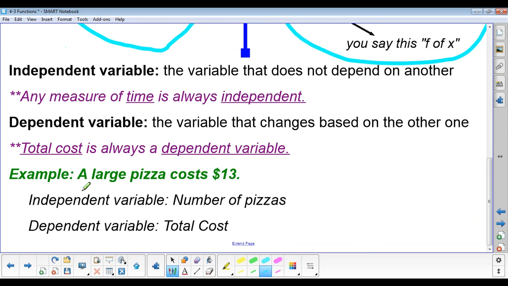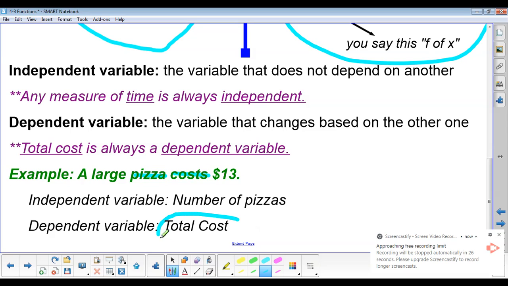Another little note here is that total cost is always going to be a dependent variable. In an example, a large pizza costs $13. Our 2 variables are the pizzas and the cost. Well, how much we're paying for pizza depends on how many pizzas we buy. That's why our cost is dependent and our pizzas is independent. Pizzas determine how much we pay.